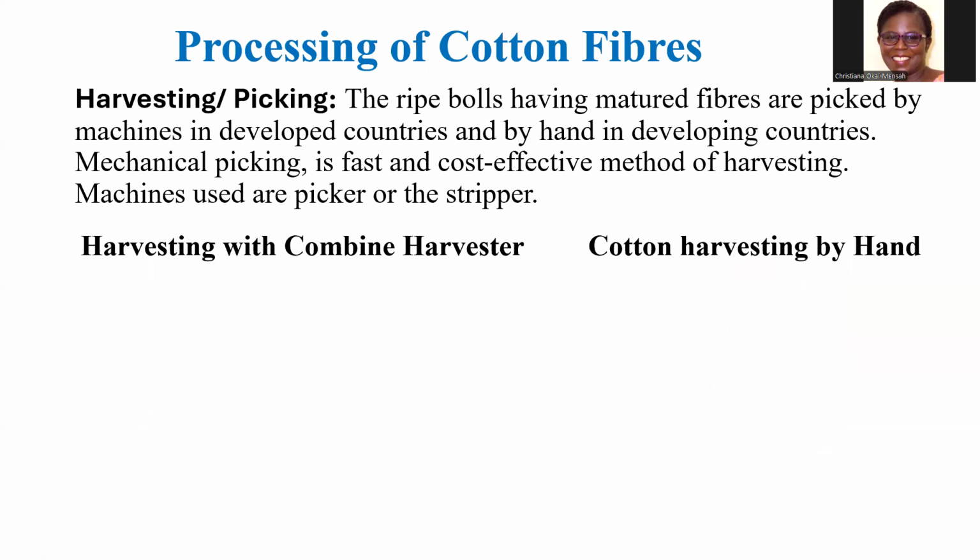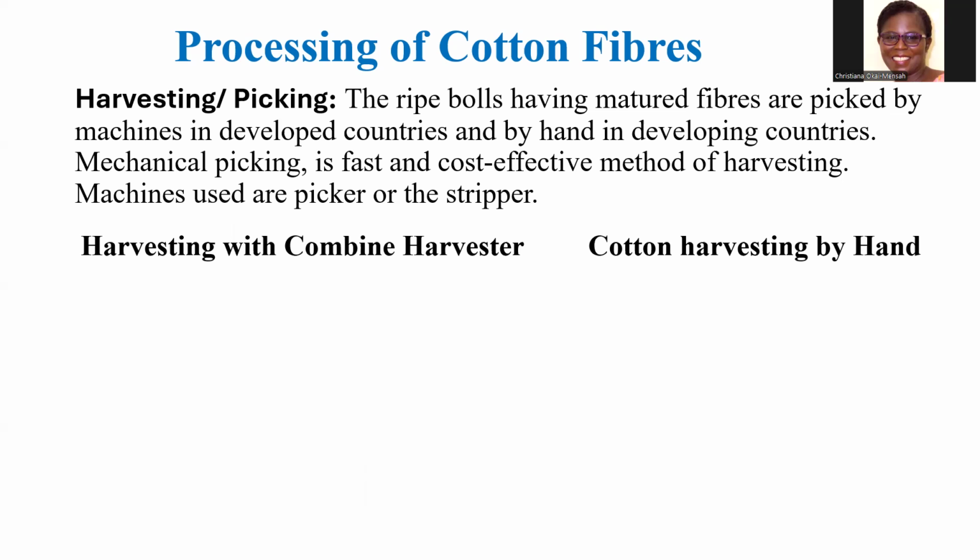Okay, so how do you process the cotton fiber to get the yarn? First of all, we need to harvest the ripe fiber from the cotton plant, the one I showed you. So the first process is harvesting or picking from the cotton plant. The ripe bolls, having matured fibers, as I've shown you, are picked by machines in developed countries. And now we are also developing, so you can also use machines to pick cotton. Or we can also pick them by hand.